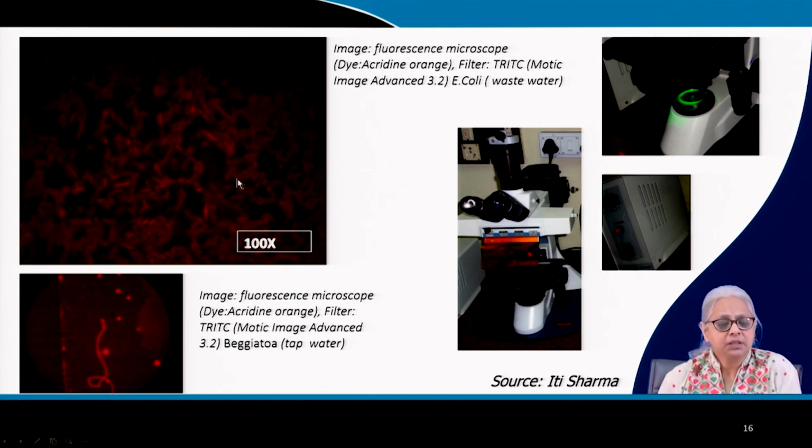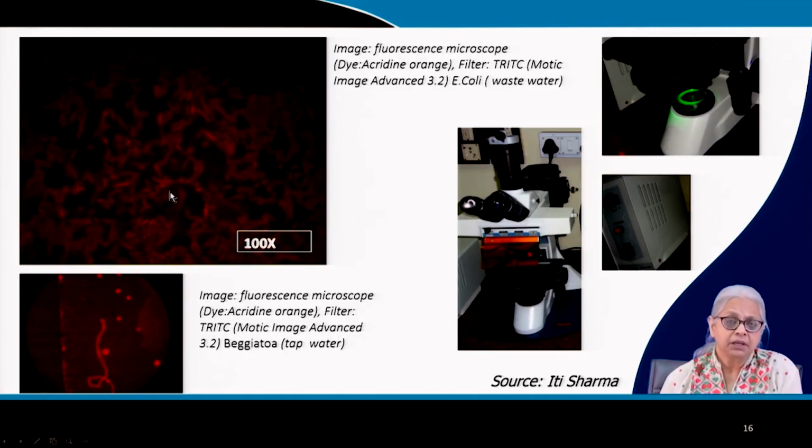So in this particular case, we have acridine orange, we have a filter called Tritzi, and like I said, a filter is part of the fluorescence phenomenon in fluorescence microscopes. It is the combination of the dye and the filter which results in an image, and you can see the wastewater sample and E. coli.